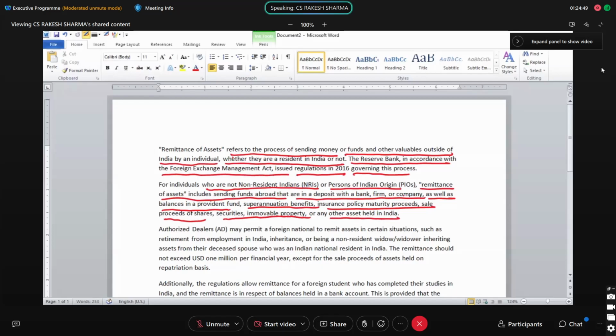held in India. Now, authorized dealers may permit a foreign national to remit assets in certain situations, such as retirement from employment in India, inheritance, or being a non-resident widow or widower inheriting assets from their deceased spouse.